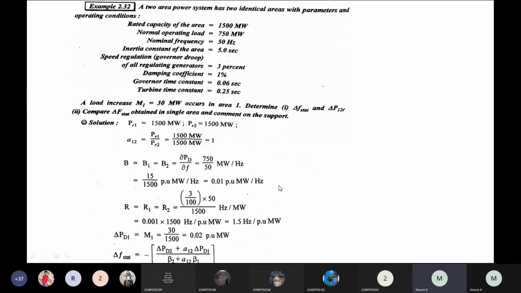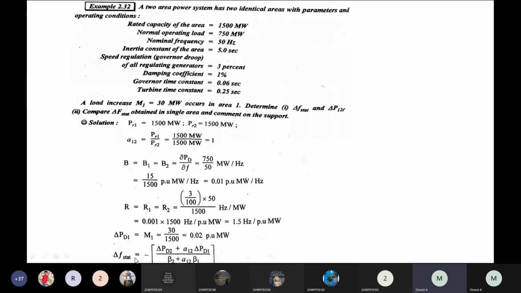That is my B. Next one is R. So it is an identical case. So R1 equal to R2. So the regulation mentioned in the problem is 3%. So 3 by 100 into 50 divided by 1500 in order to convert the value into per unit. So it should be 1.5 hertz per unit megawatt. So next is my change in disturbance 1, which is equal to M1. So 30 by 1500. So 0.02 per unit megawatt.